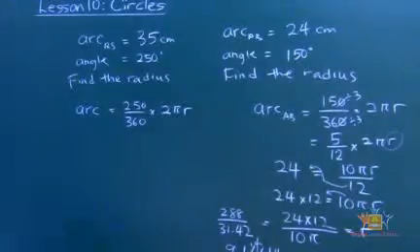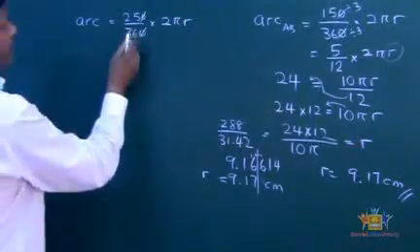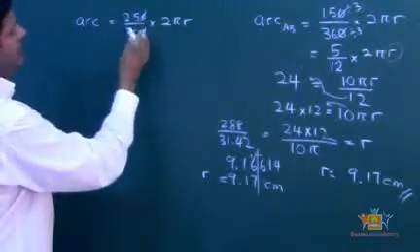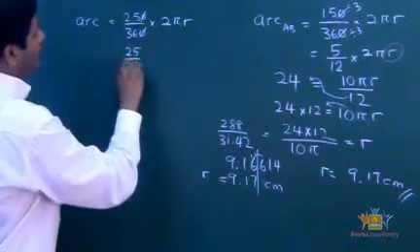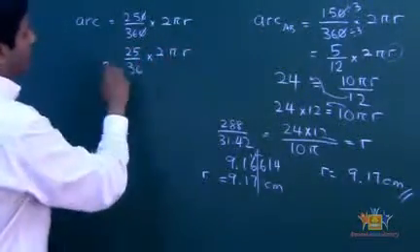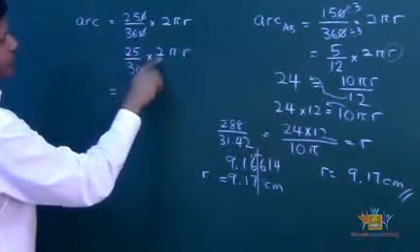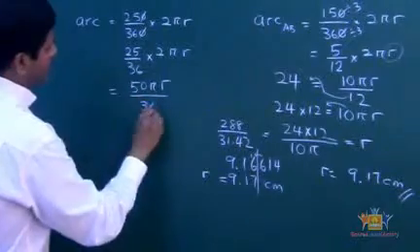Okay, simplify. The zeros cancel out, so I got 25 over 36. Can I simplify any further? No, I leave it that way. So you got 25 over 36 times 2 pi r, and then combine that. 25 times 2 is 50, so 50 pi r over 36.